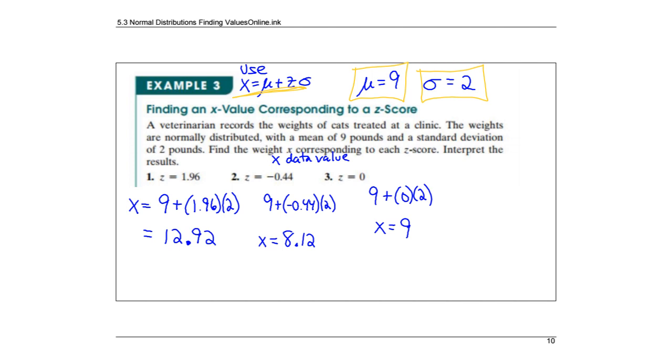So they want us to find the data value based on a z-score. They gave me a z-score of 1.96. So I can actually put this right into the formula that's above. I want to take the mean, which is 9, plus z, well, they told me z is 1.96, times the standard deviation, which is 2. If I pop that in my calculator, I get 12.92. So this is one of the chubbier cats.